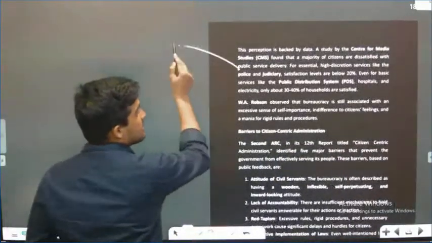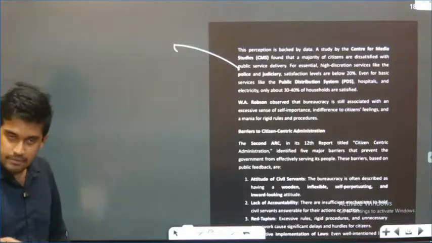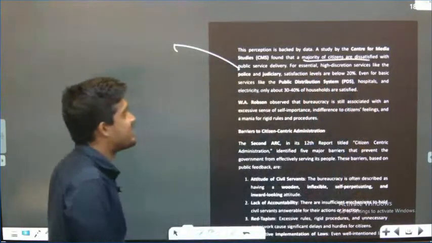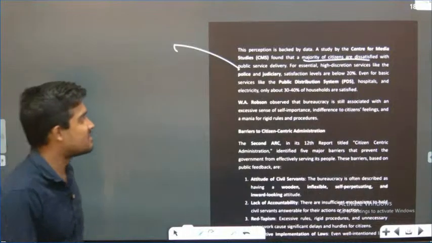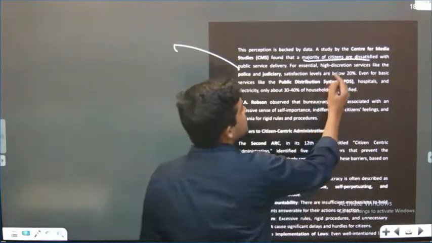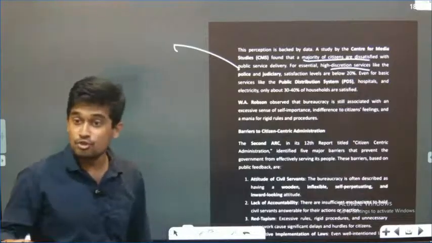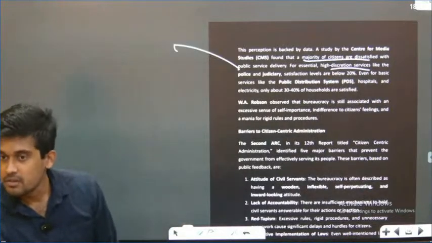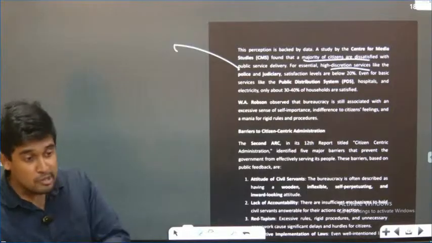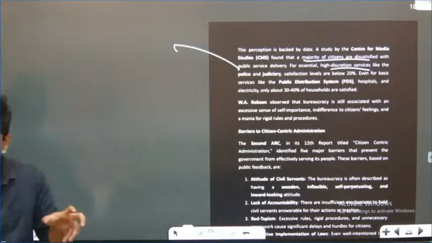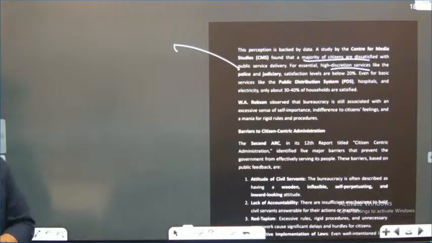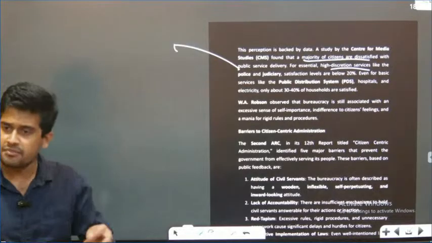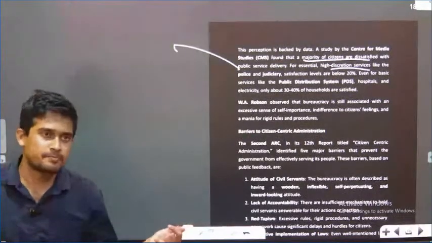There is a study conducted by the Center for Media Studies (CMS) which found that the majority of citizens are dissatisfied with public service delivery. High discretion services like the police and the judiciary, which is the fulcrum of criminal justice administration, their satisfaction is below 20%.